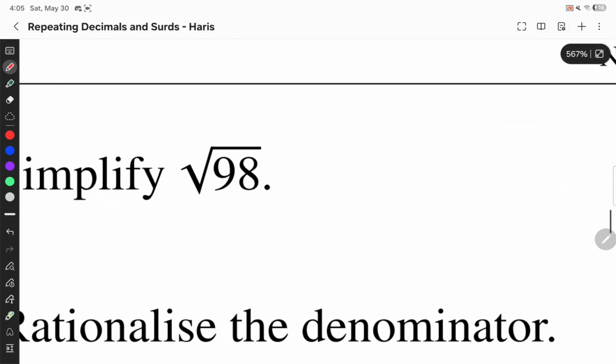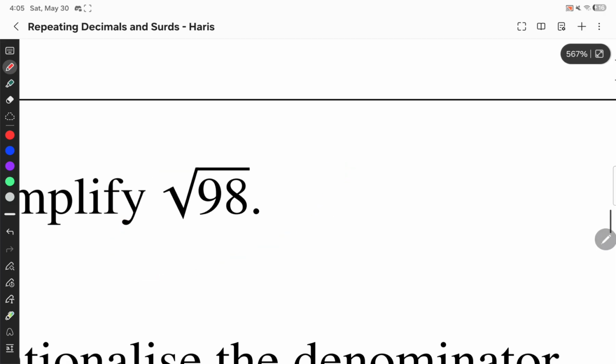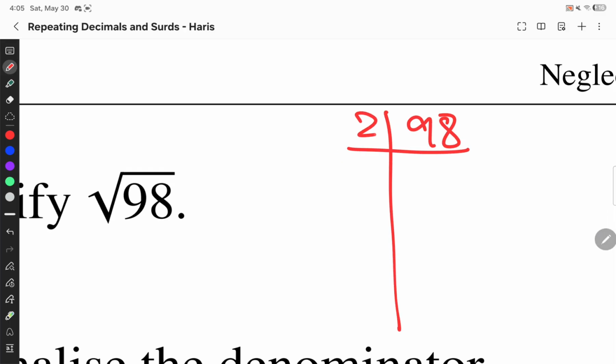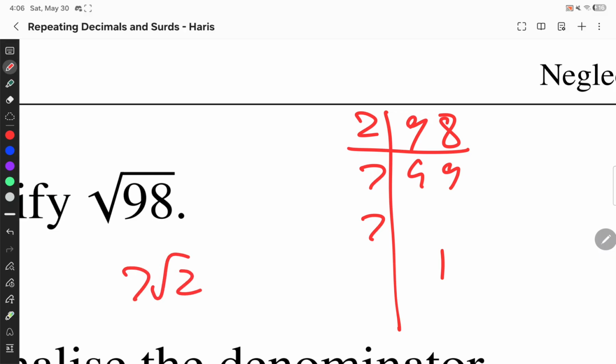Simplify. Sometimes it will be immediate, straight up face value. Do this, please. Okay, so let's simplify this. 92 is divisible by 8, so this is 4, 49, 7, 7, 1, so this is 7 root 2. Very easy.